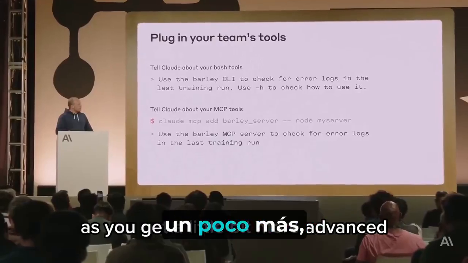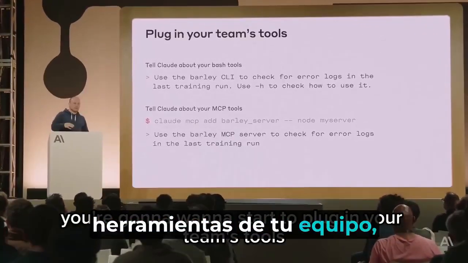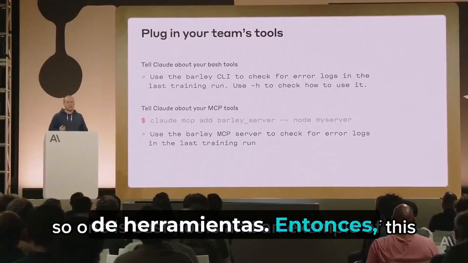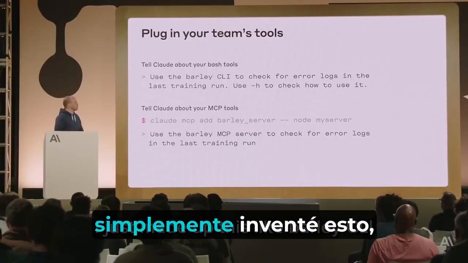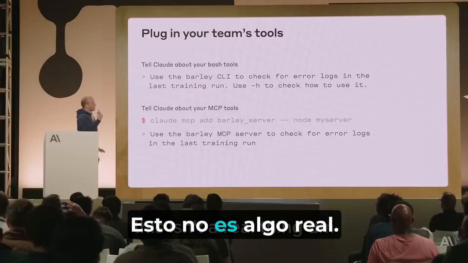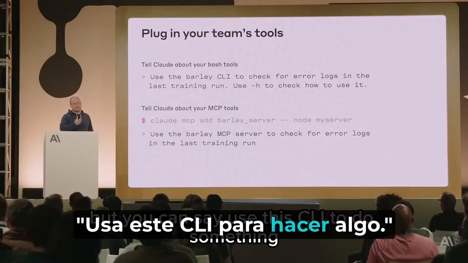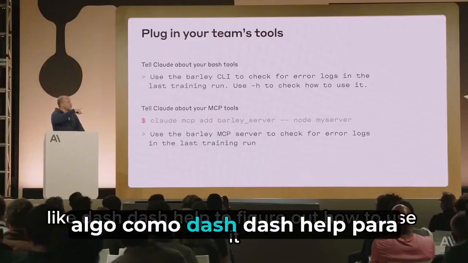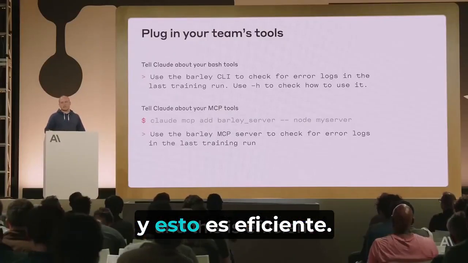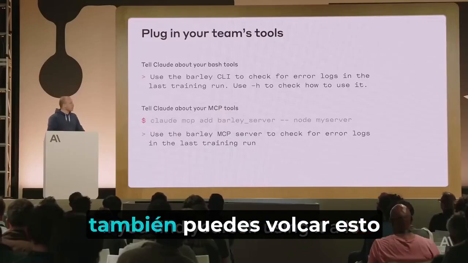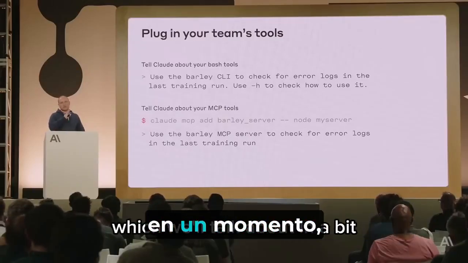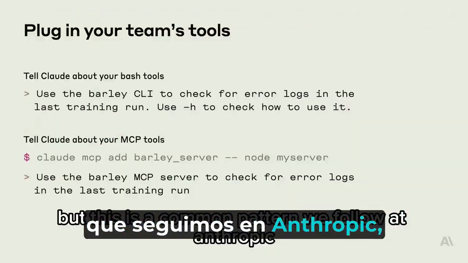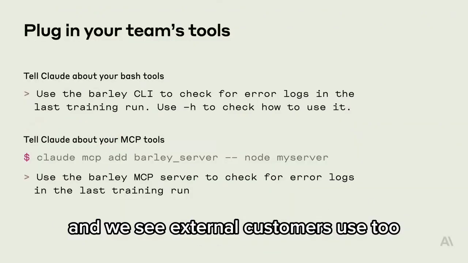As you get a little bit more advanced, you're going to want to start to plug in your team's tools. And this is where Claude Code starts to really shine. There's generally two kinds of tools. One is bash tools. An example of this is a Barley CLI, which I just made up. This isn't a real thing. But you can say, use the CLI to do something, and you can tell Claude Code about this. You can tell it to use, for example, --help to figure out how to use it. And this is efficient. If you find yourself using it a lot, you can also dump this into your CLAUDE.md, which we'll talk about in a bit, so Claude can remember this across sessions. This is a common pattern we follow at Anthropic, and we see external customers use too.